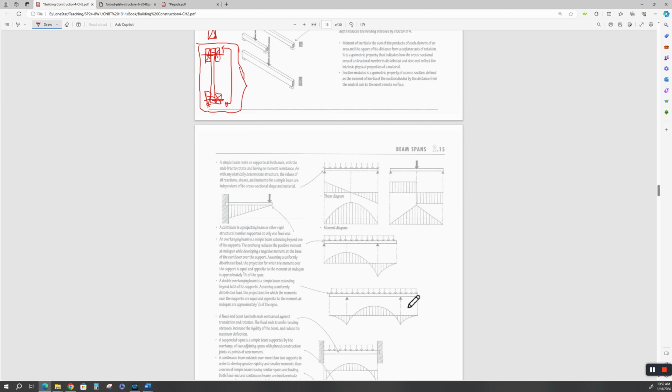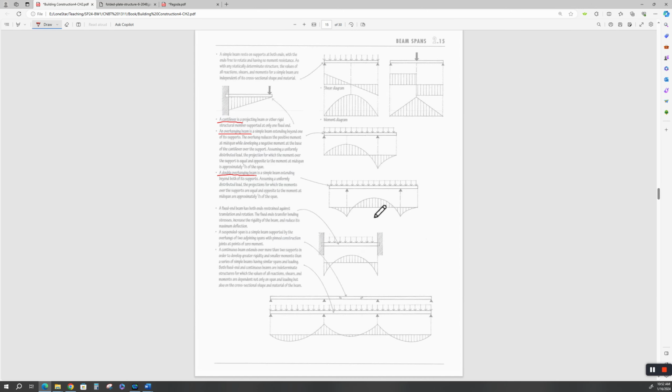And here's a double cantilevered section, or double overhanging is what he calls it. I call it a double cantilever. It's double overhanging, single overhanging, and a cantilever. Look, the moment in the middle gets smaller.